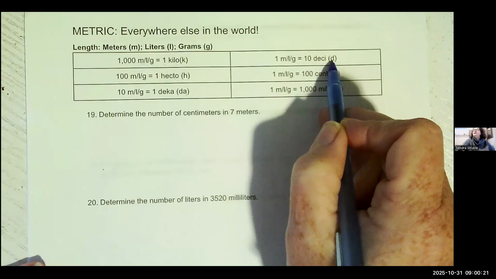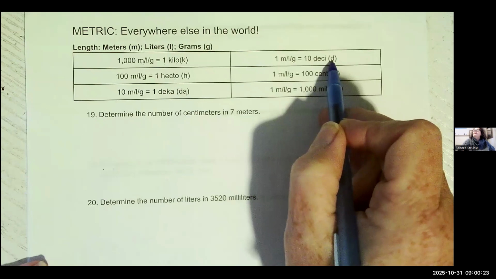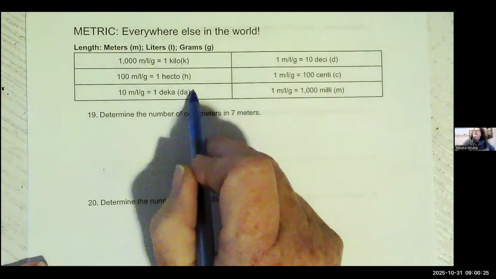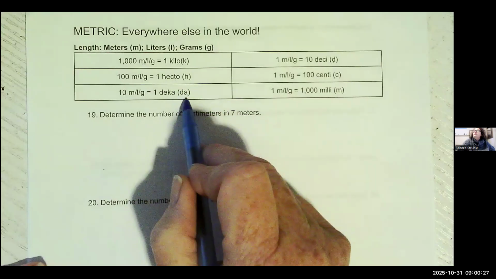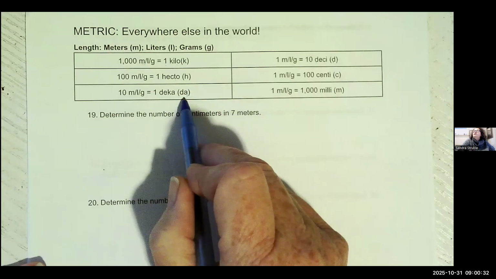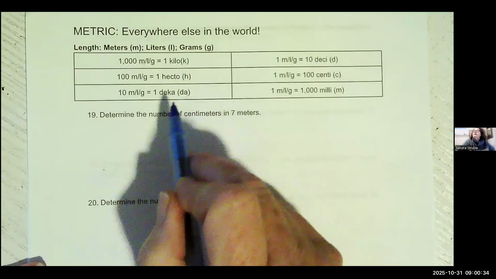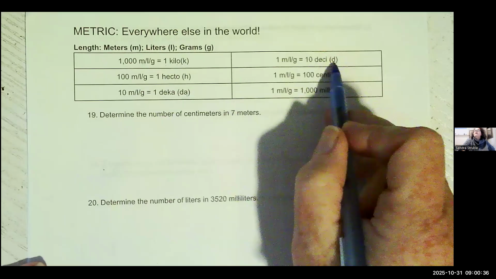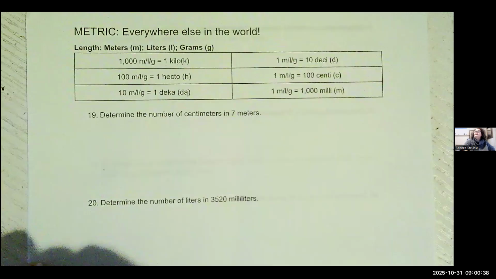But I do want to bring that to your attention because decameter, or decaliter, one of them will be in your homework. Could be decagram, I can't remember. You just need to make sure that you understand the difference between deca and deci. All right. And let's start.